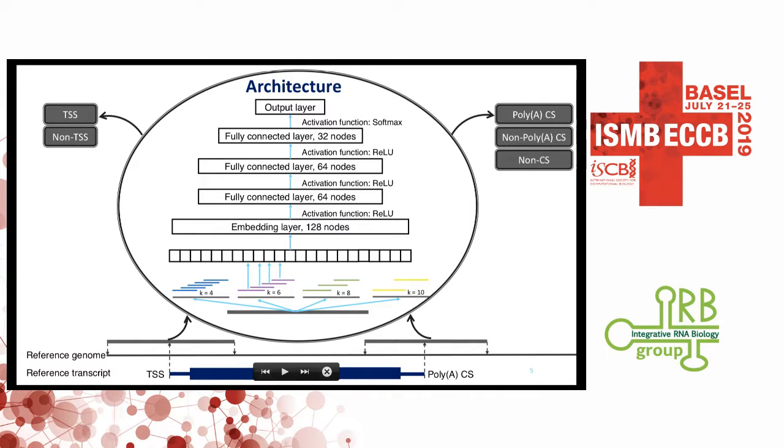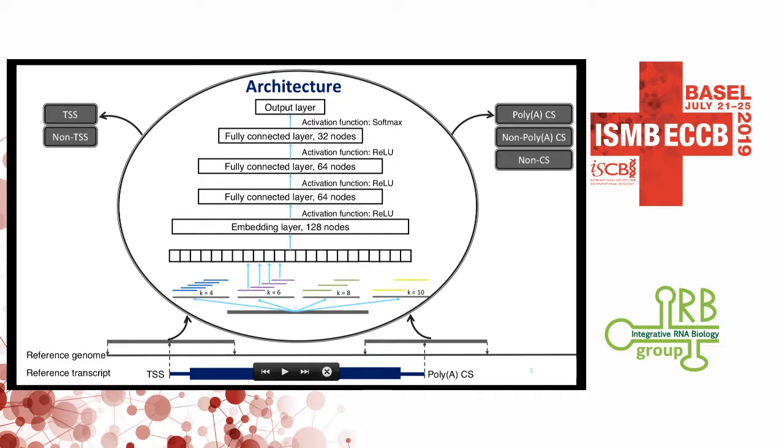So here's the core of our deep learning model. In the training stage, we start from the reference transcript. We align it back to the reference genome to extract the flanking sequences around the target sites. And then the raw sequence is represented by a sequence of k-mers, and we are using 4 different values of k here. All the k-mer representations of the raw reads are concatenated together and one-hot encoded, and they will be the first layer of our model.